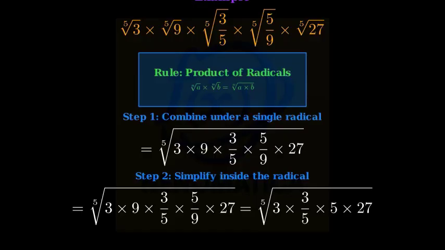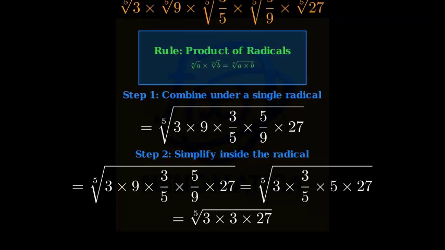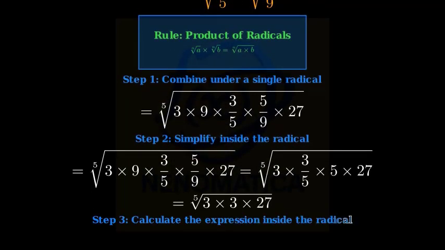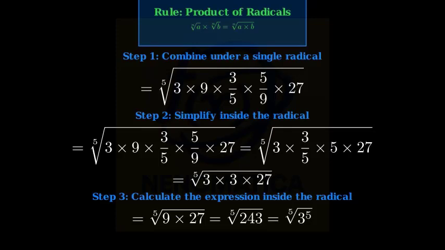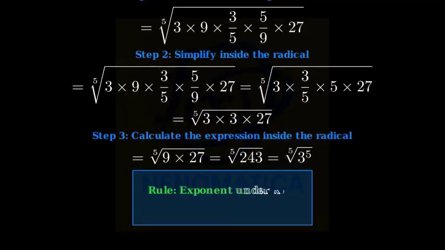So we have the fifth root of 3 times 3 times 27. Let's continue simplifying. 3 times 3 is 9, and 9 times 27 equals 243, which is 3 to the power of 5. Now we can apply another important rule for radicals. Using this rule, we know that the fifth root of 3 to the power of 5 equals 3. So our final answer is 3.